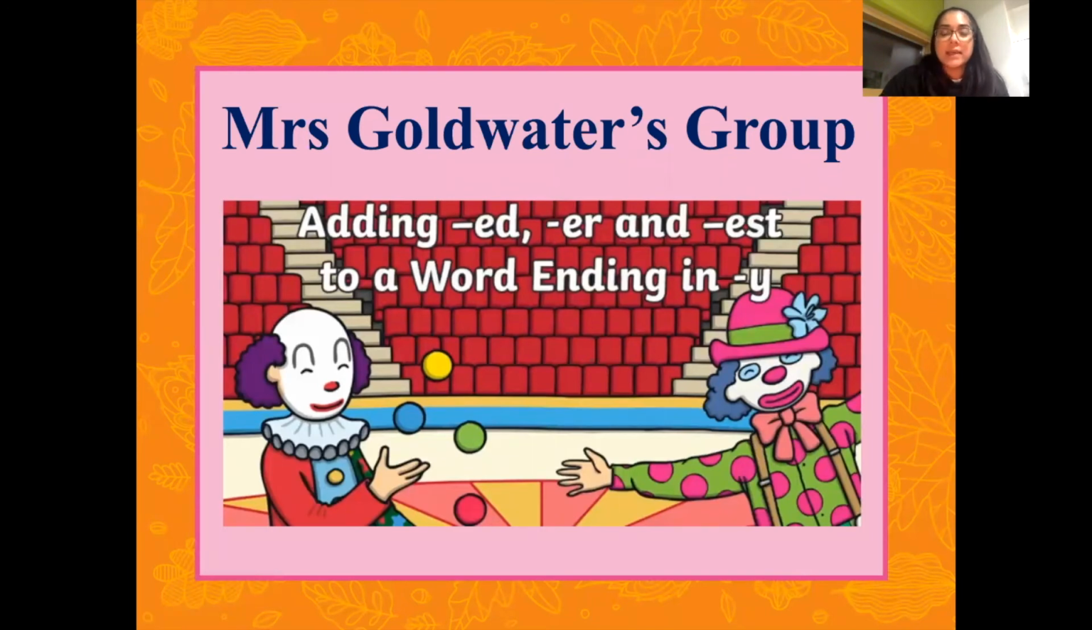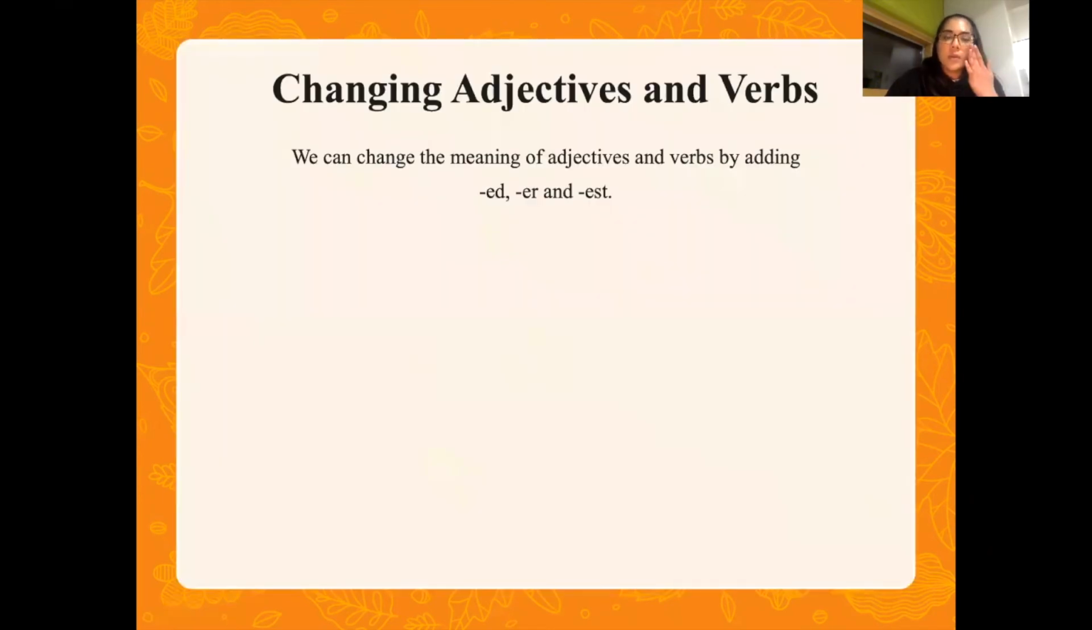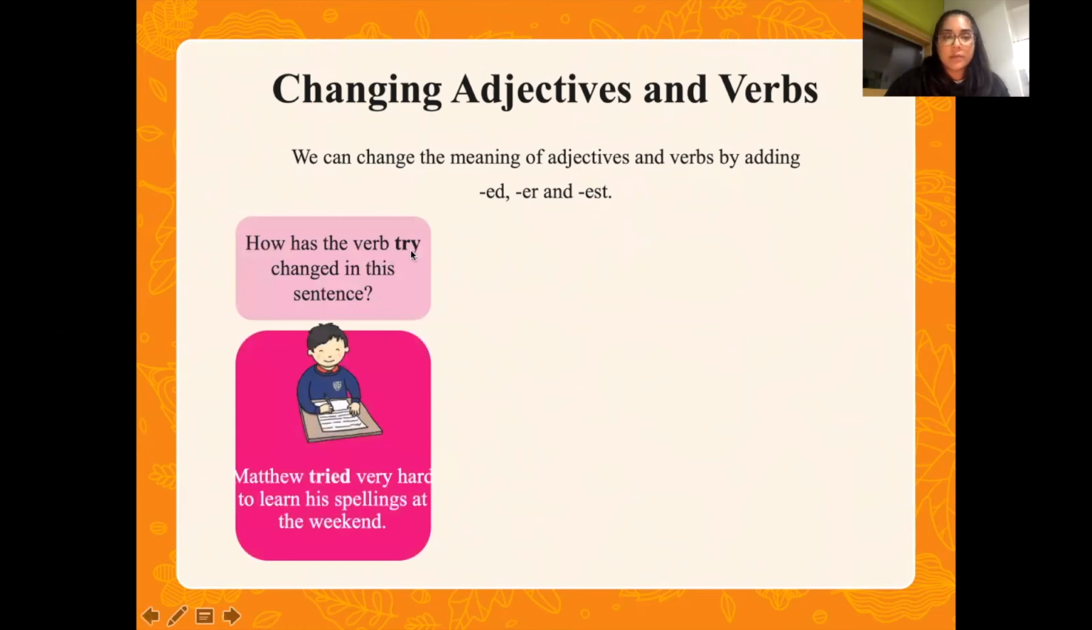Welcome, Mrs. Goldwater's group. Today we are adding ed, er, and est to words ending in y. So these are all suffixes: ed, er, and est, and we're adding them to words ending in y. So we're changing adjectives and verbs. We can change the meaning of adjectives and verbs by adding these suffixes that we spoke about: ed, er, and est.